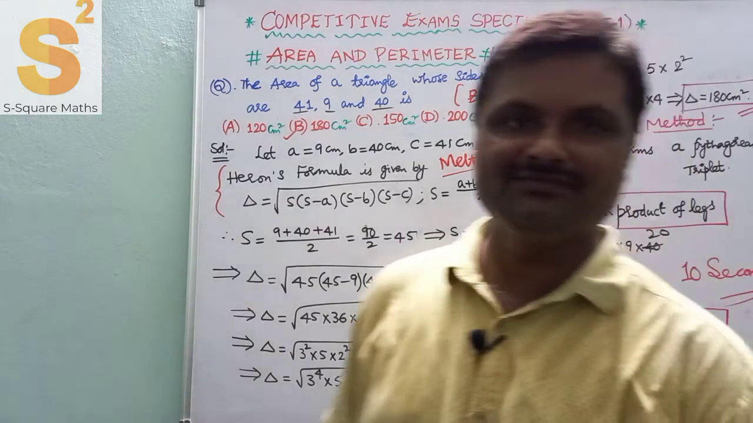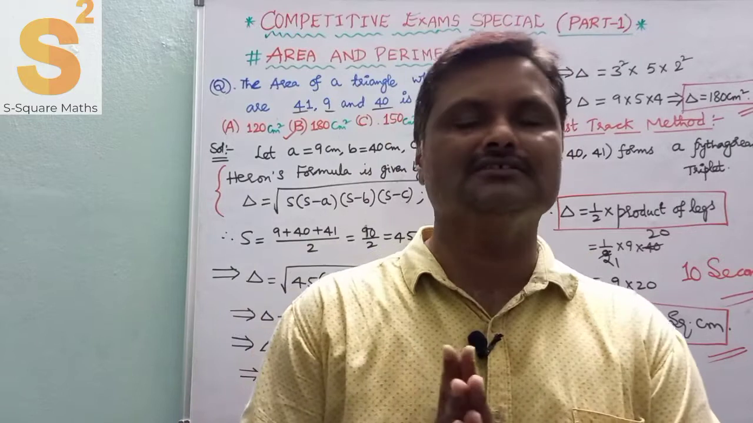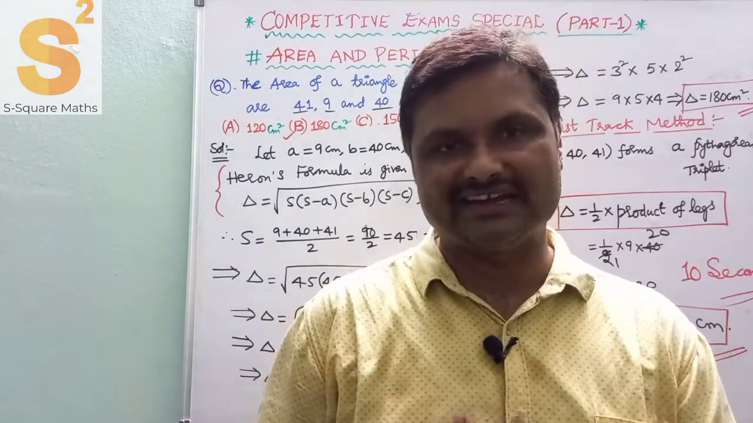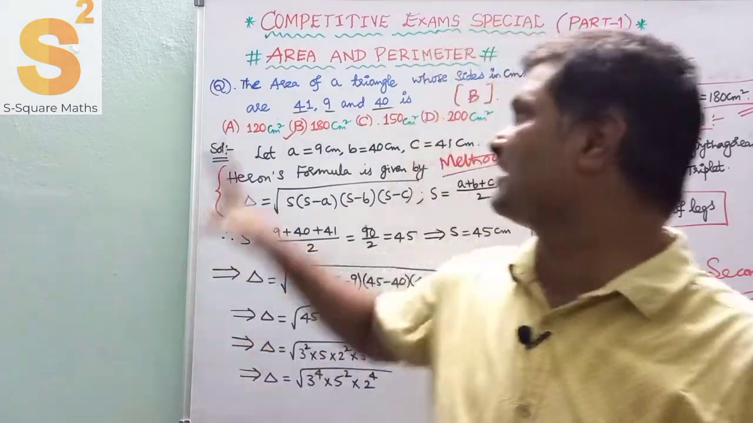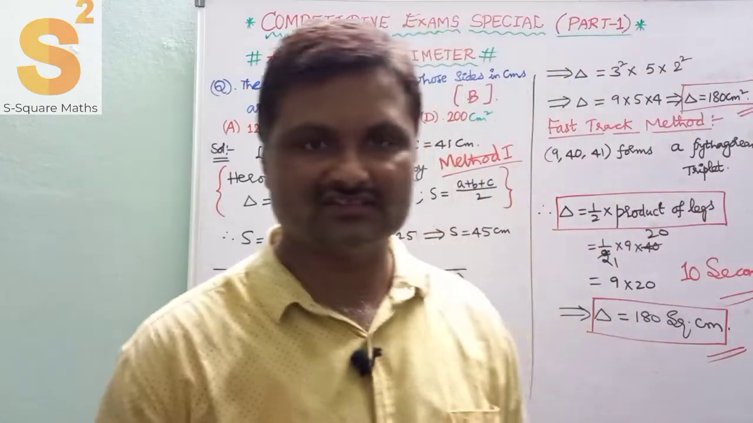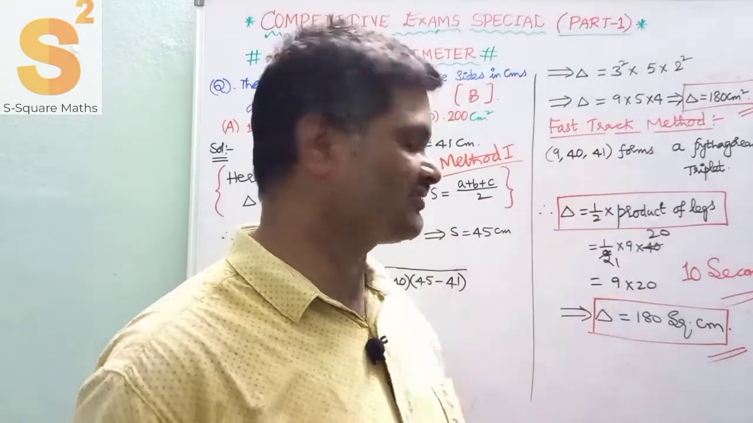So finally, in this way we can overcome the anxiety in the competitive examination. First read the question 2 times, analyze. If it forms the sides of a right angle triangle, this is the process.